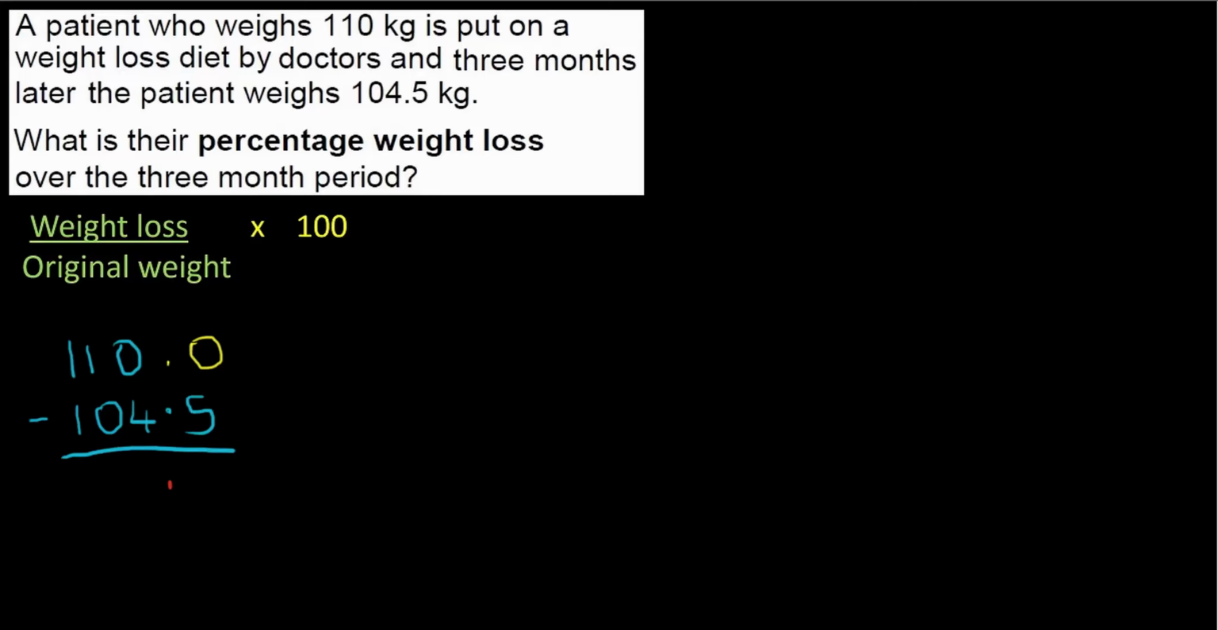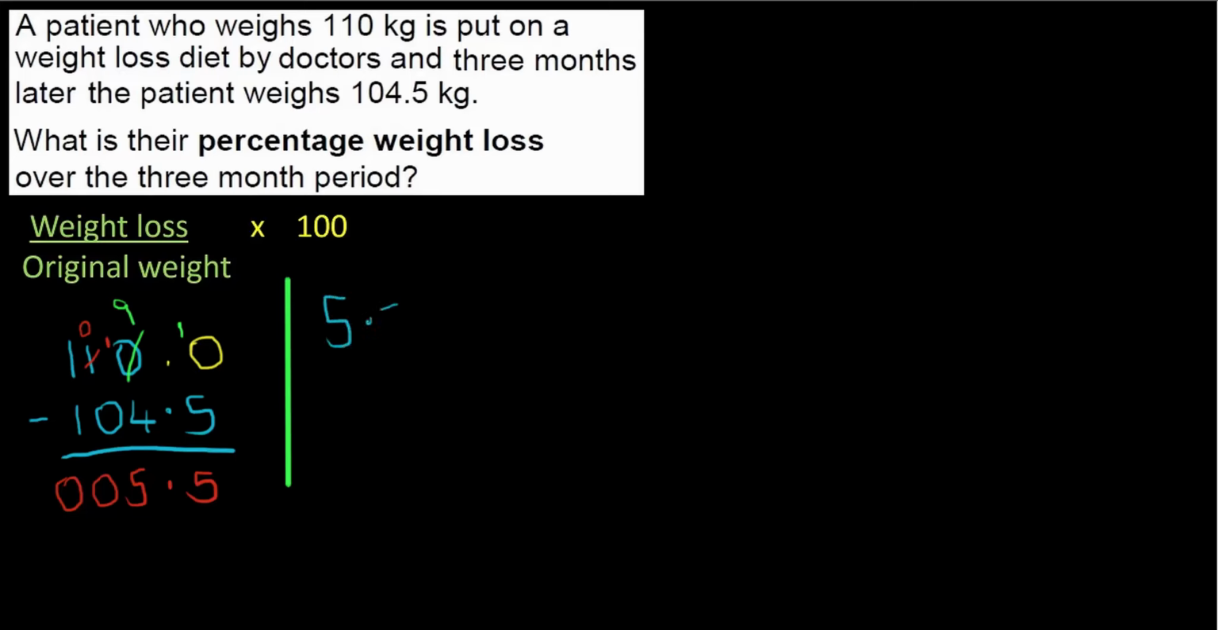0 take 5 doesn't go. I have to borrow all the way from this 1 to leave 0, and that momentarily means I have a 10 there, which I can then borrow 1 from to leave 9, and finally I have a 1 where I need it on my first 0. So 10 take away 5 is 5, 9 take away 4 is also 5, and 0 take 0 is 0, and 1 take 1 is 0. So the weight loss is 5.5 kilograms. I now have all the information I need to put into my formula.